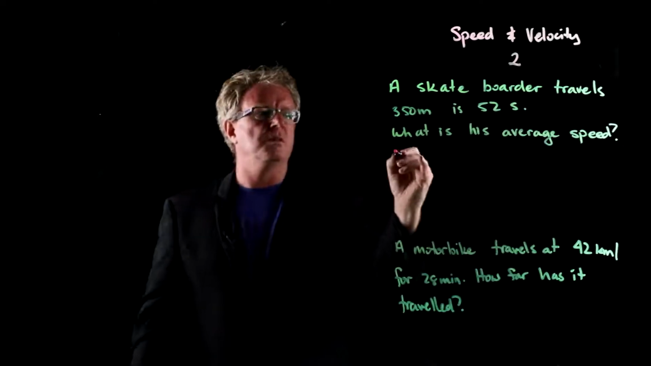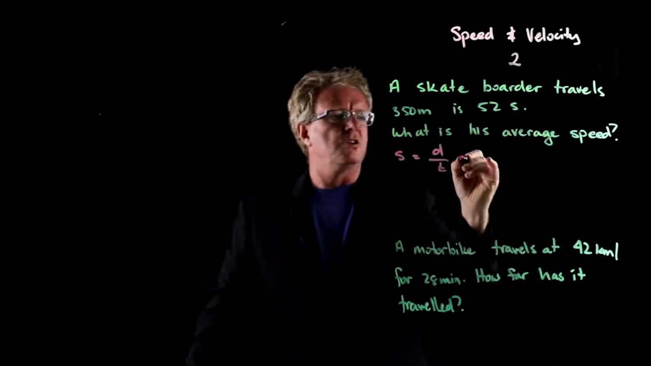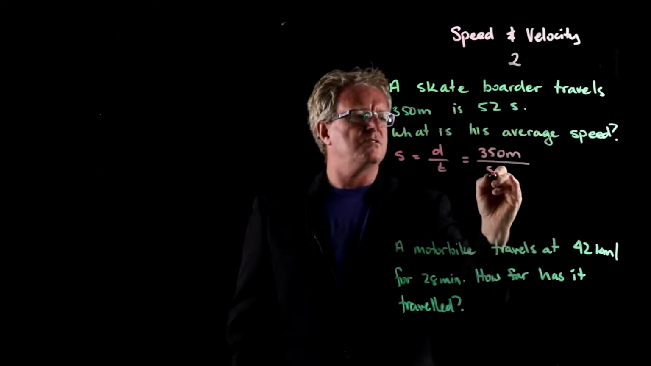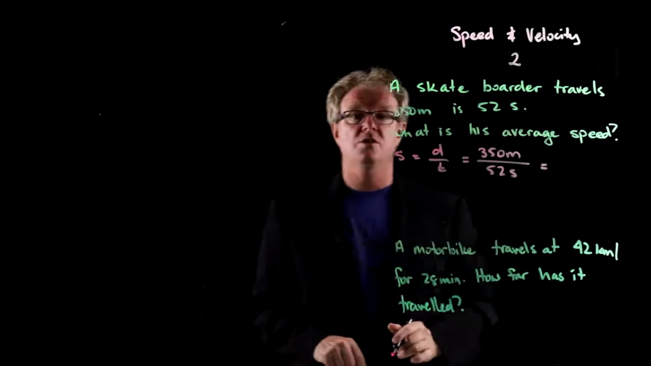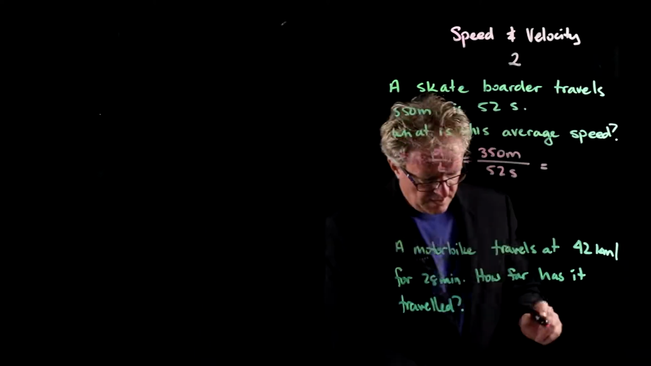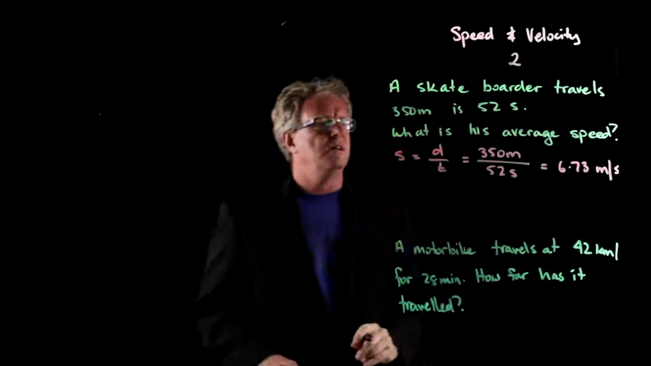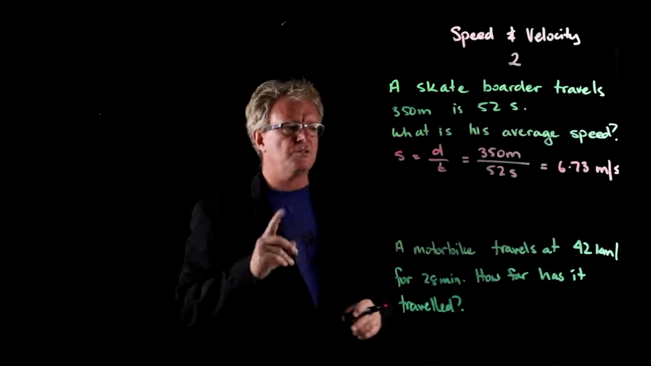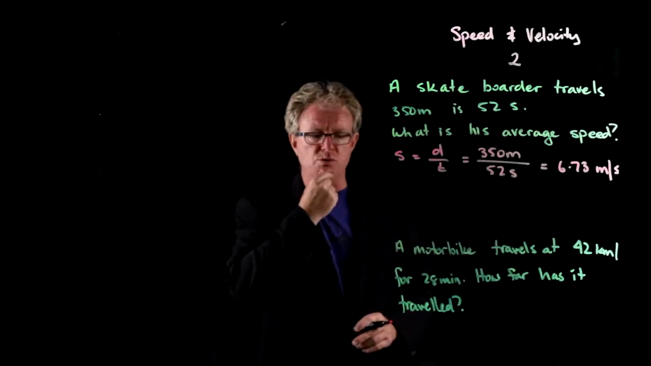Okay, well, of course, you remember that speed is equal to distance divided by time. So the distance here is 350 meters. The time he takes is 52 seconds. And meters per second is, of course, the SI unit, so that's perfectly fine with our numbers there. So 350 divided by 52 gives you 6.73 meters per second. So that's how fast they're traveling. Simple. Let's have a look at the second one. A motorbike travels at 42 kilometers per hour for 28 minutes. How far has it traveled?